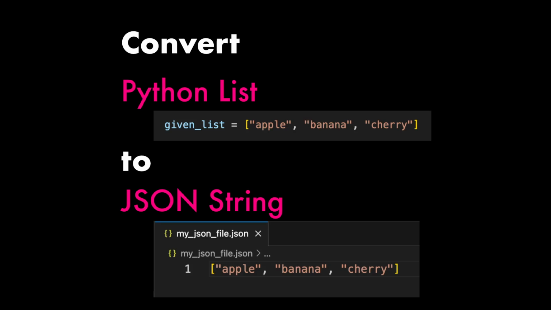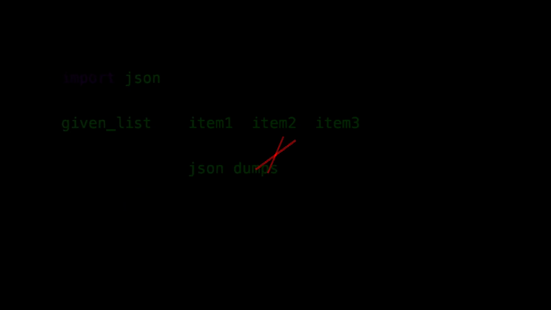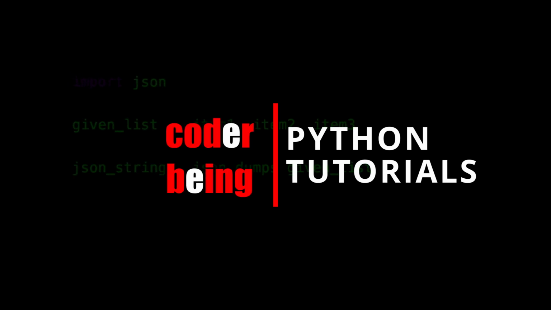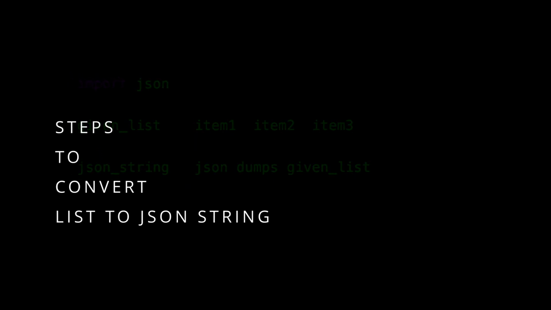How to convert a Python list into a JSON string. In this video, we are going to see how we can convert a given Python list into a JSON string using Python built-in JSON library with examples. Welcome to Python Tutorials by Coder Being. Let us see the step-by-step process to convert a given list into a JSON string.